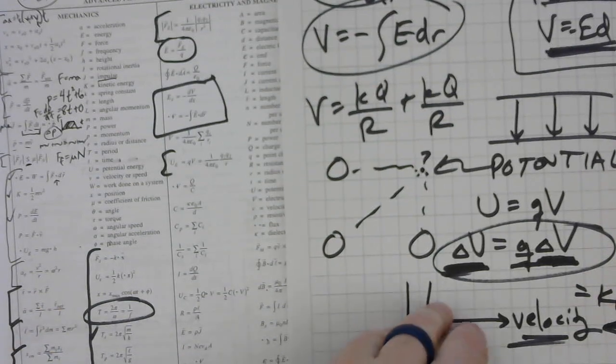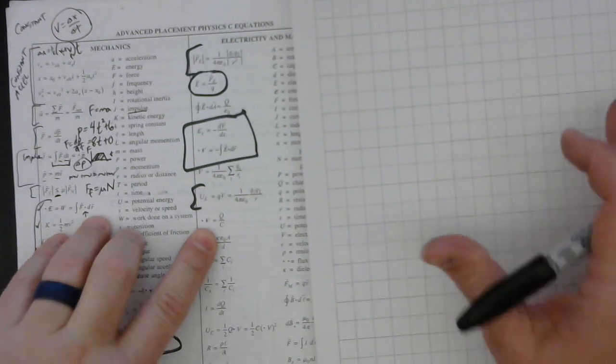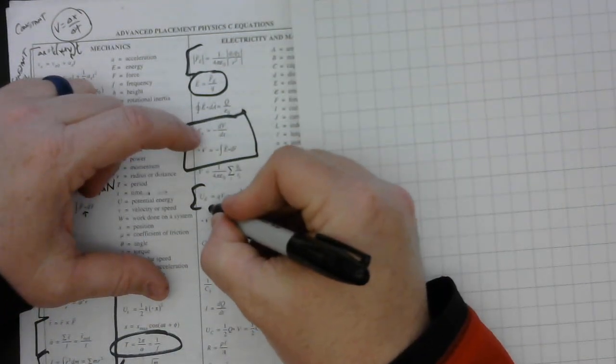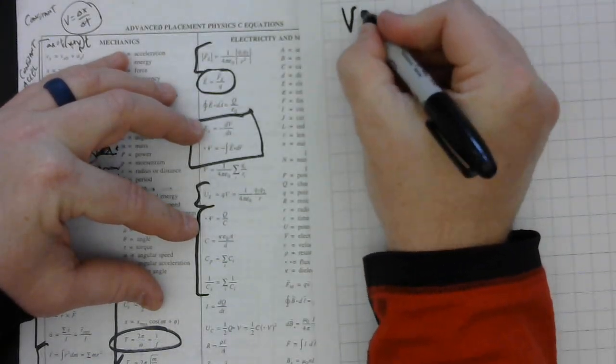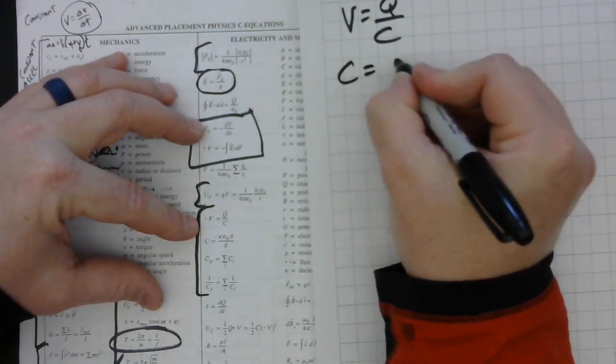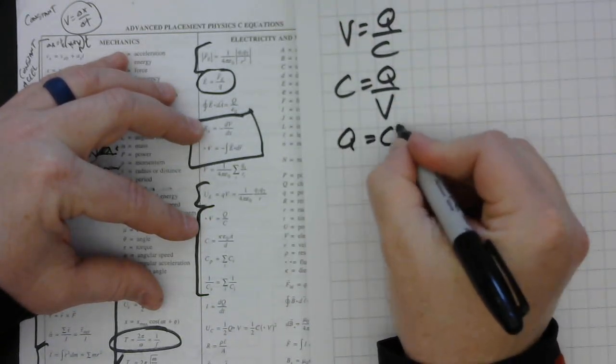Okay, hopefully this is working. All right, it's a lot, I know. Man, we're just now getting to capacitors. Get ready, people. Okay, so this next one, you got voltage is Q over C, or C is Q over V, or a lot of times you'll end up just saying Q equals CV.